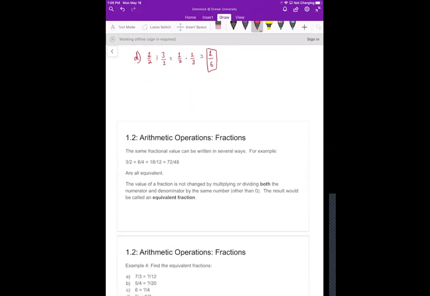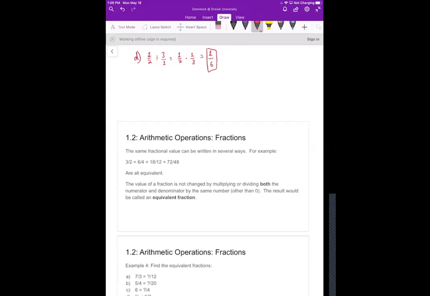Okay, now we're going to talk about equivalent fractions, right? So what do we mean by equivalent fractions? Well, we mean fractions that look different but really have the same value. Okay, so for example, we have the fractional values here. We have 3 over 2, 6 over 4, 18 over 12, and 72 over 48.